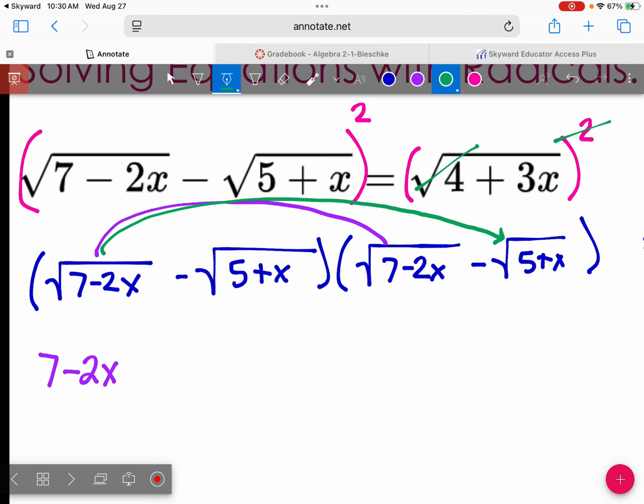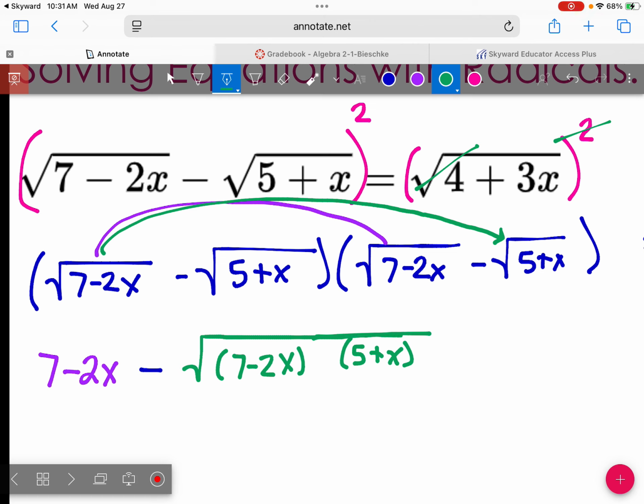Those two pieces don't match, so I cannot just cancel out my radicals. So what we have is the square root of 7 minus 2x times the square root of 5 plus x. And you can do it as two separate radicals like this, 5 plus x. Or we can realize, oh, if I have two radicals multiplied together, I can put them inside the same radical. You can write it either way.